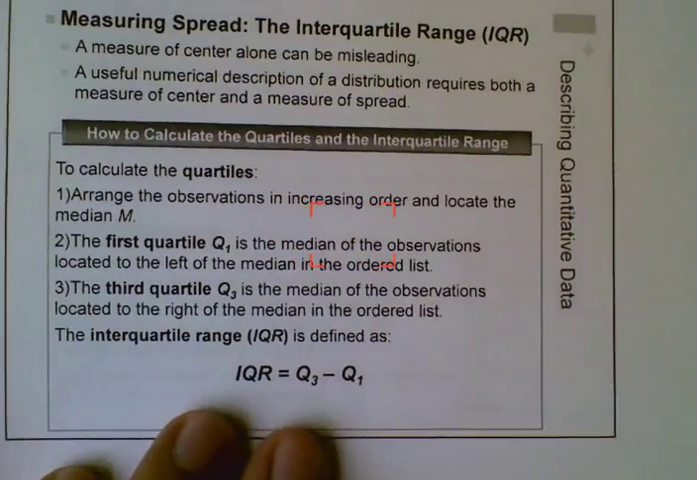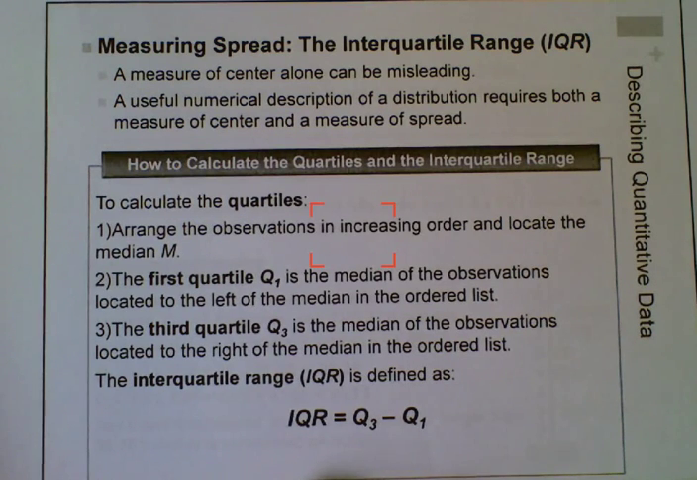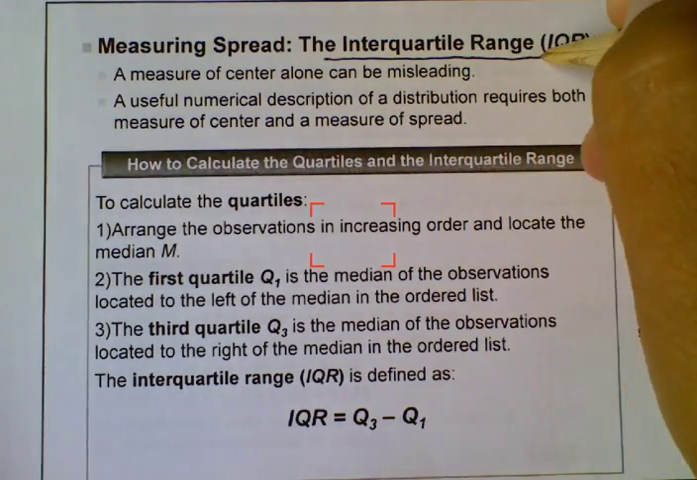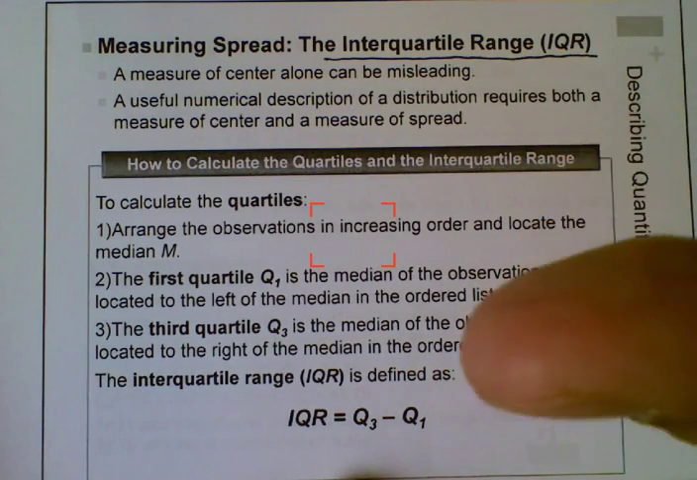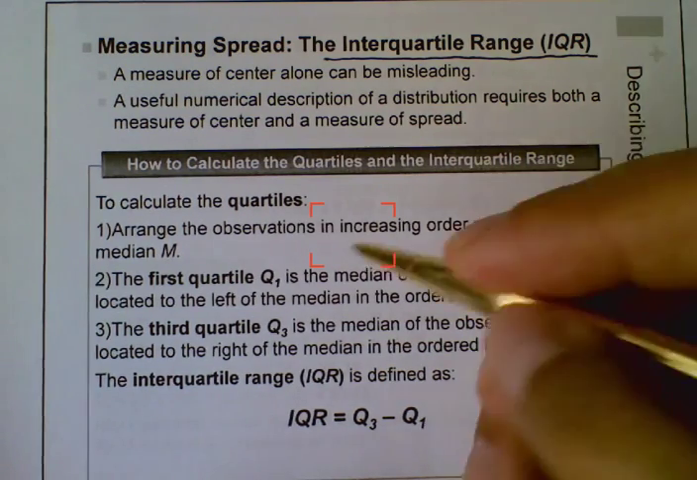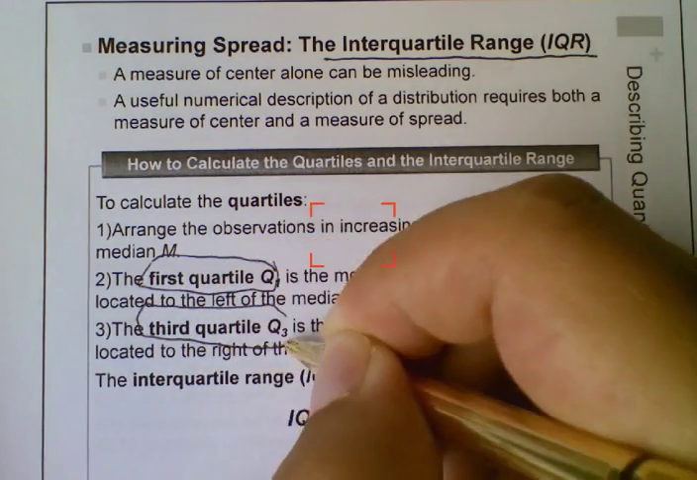Now, when we measure spread, the only thing that we have seen so far is range, which is the highest observation minus the lowest observation, just to tell us where the observations are varying. But another way to measure spread is by finding the interquartile range. All it means is I want to know how much two important numbers for my distribution are spaced. The two important numbers are called the first quartile and the third quartile.